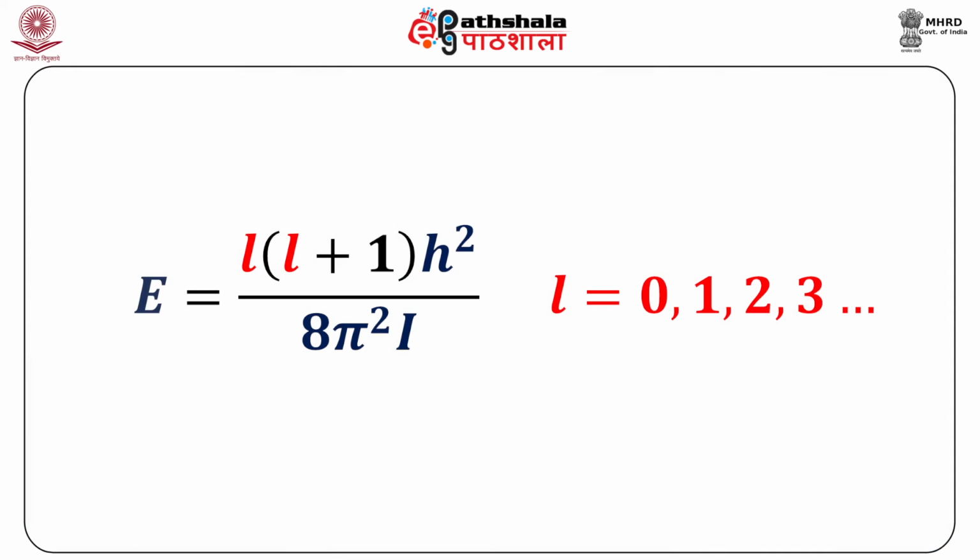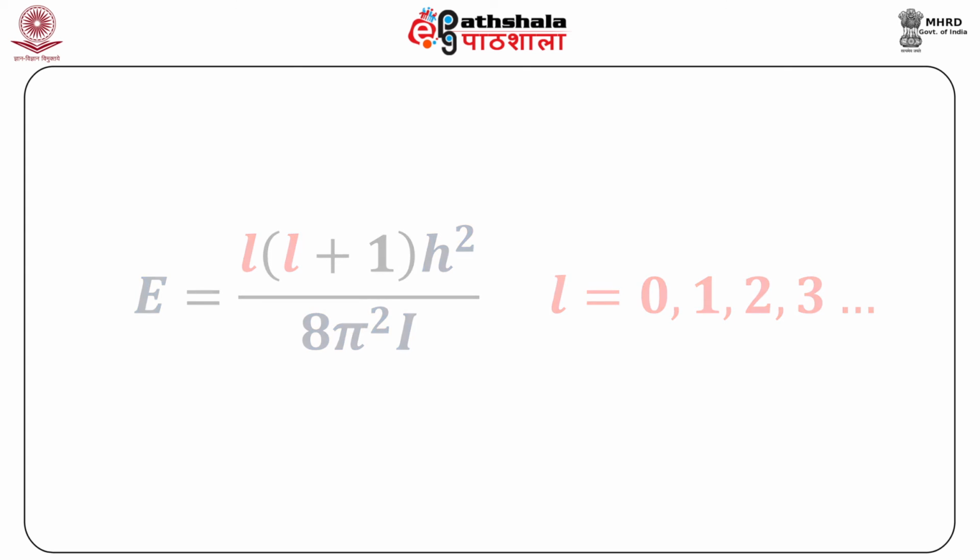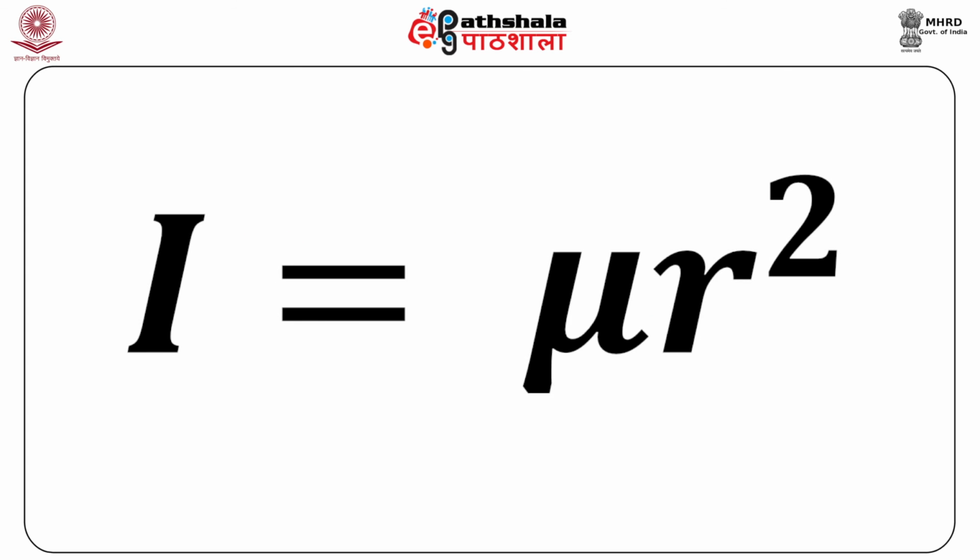Lastly, we got the total energy of the rigid rotator, which came out in the form E is equal to L into L plus 1 h square upon 8 pi square I, where L is a number which can vary from 0, 1, 2, 3, and I is the moment of inertia, which for a rigid rotator is equal to mu r square, where mu is the reduced mass and r is the distance between the 2 point masses m1 and m2.